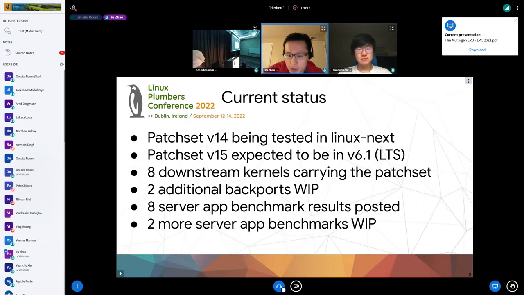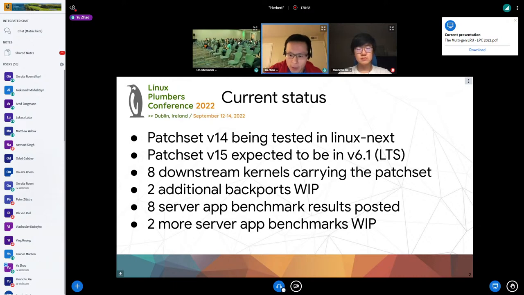Let's move on. So the current status of MGLRU here. We have patch set 14 currently being tested in Linux Next. Patch set 15 is expected to be in 6.1. And we have 8 downstream kernels that have been carrying the patch set. And we have 2 additional backports work in progress for Raspberry Pi and WSL2. Those are 5.15 kernels. Also, we have posted each server benchmarks, and there are two more work in progress. And we are working on JavaScript and JVM benchmarks.